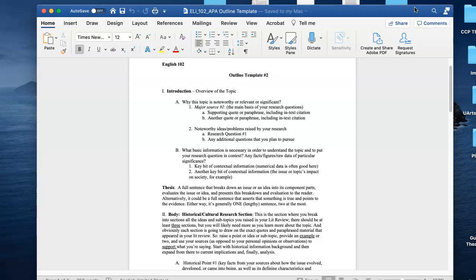You'll notice the module has an outline template in it. I'm actually not that crazy about the template. I'm not talking about the sample outline, which is really, really good. I'm talking about the outline template. So I went and drew up another outline template. This one's called outline template number 2, and I'll go ahead and send it to you as well.